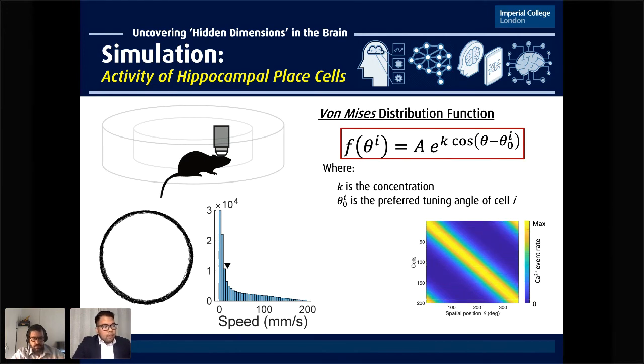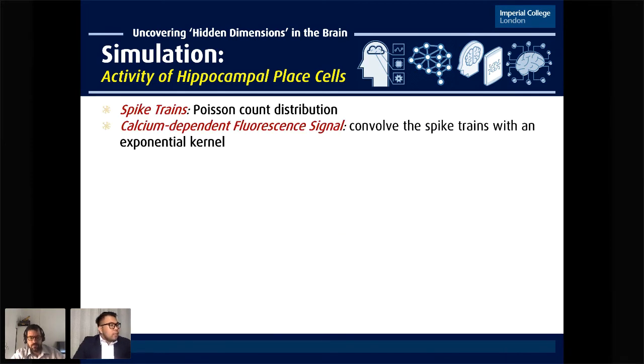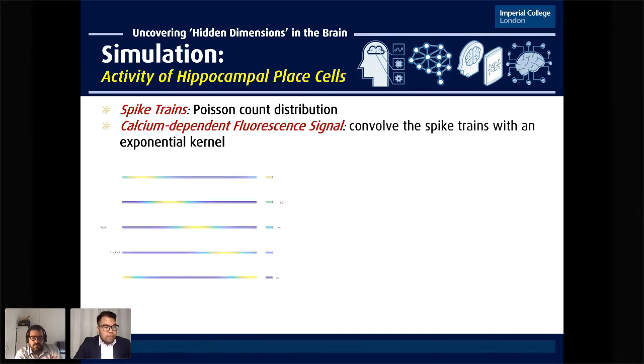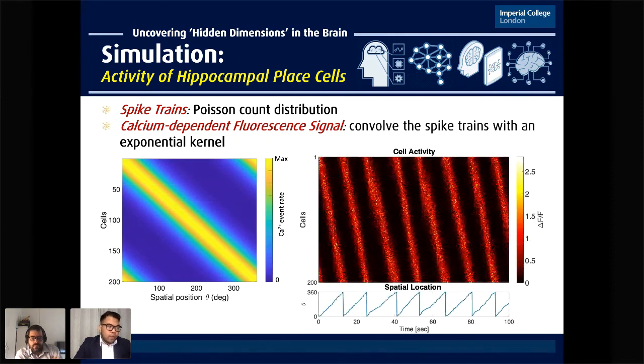To simulate the mouse trajectory, we assume that the mouse runs with speeds given by an exponential distribution in which the mean is estimated from the mouse experiments. Now, assuming that every cell fires independently according to a Poisson process, we then simulated spike trains using a Poisson count distribution. To simulate the calcium-dependent fluorescent signals measured by the detector of the 2-photon microscope, we convolved the spike trains with an exponential kernel that captures the statistical properties of calcium fluorescent signals.